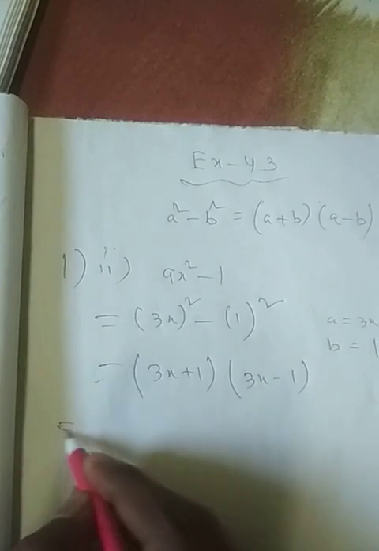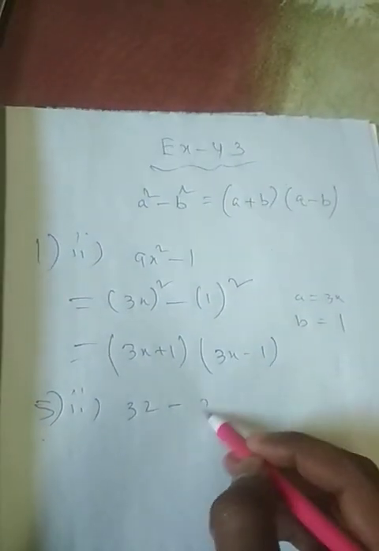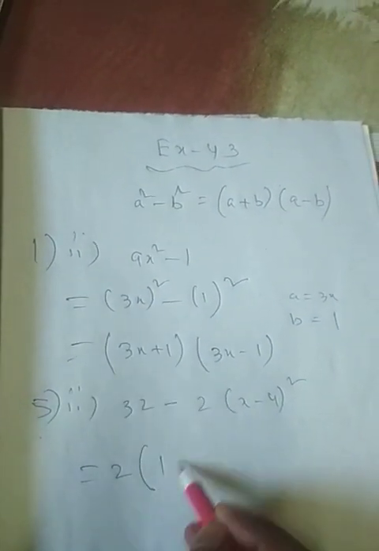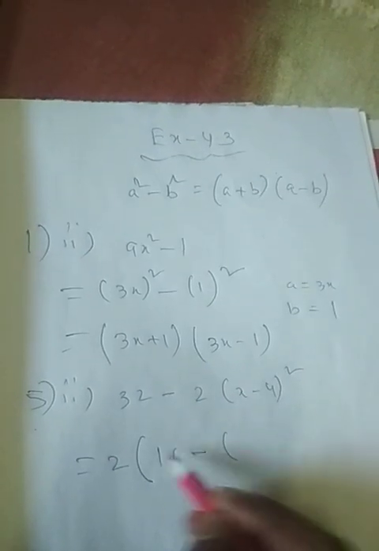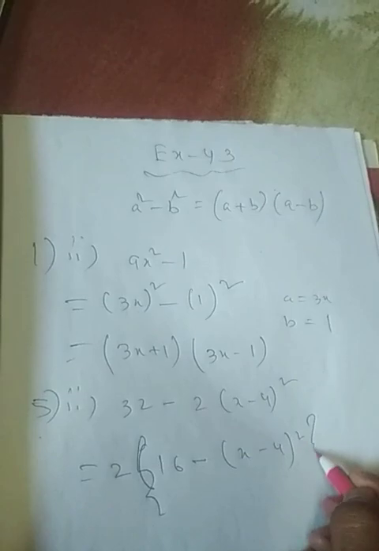Number 5, like I'm doing 32 minus 2 into x minus 4 square. I'm taking common 2, so what is left here? 16 minus x minus 4 square.